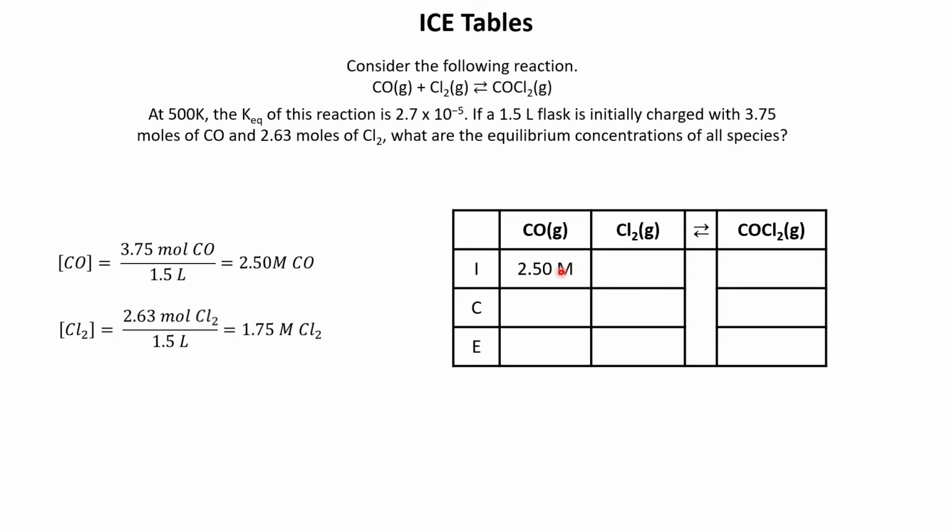Okay, so let's go ahead and get those numbers in. Here we go. We've got 2.5 and 1.75. Again, how much product do we initially have? Initially, we have none because we have only put carbon monoxide and chlorine gas into this flask, so I'll put a big 0 right here.